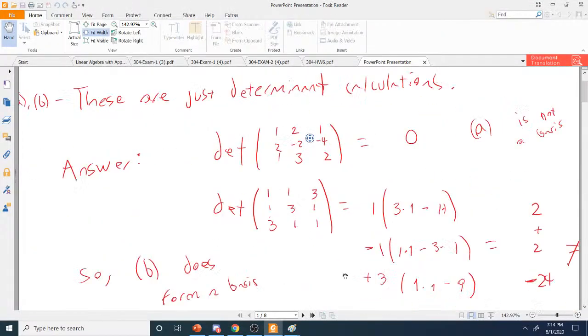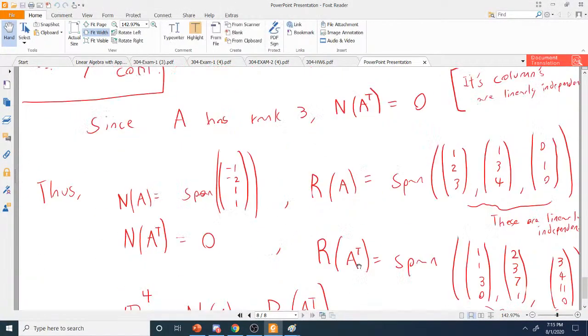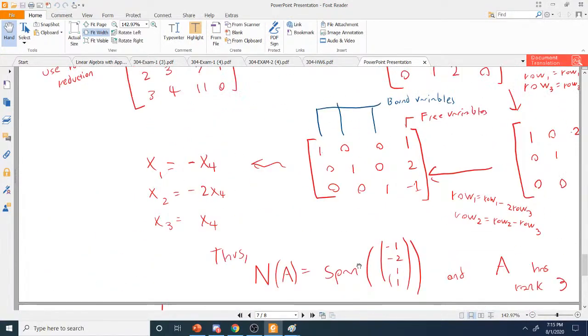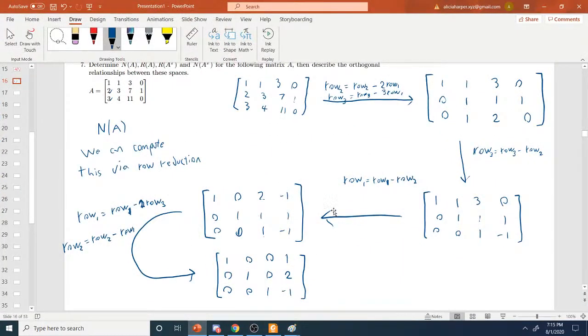Because I know I did it right when I solved it yesterday. So yeah, I did it right. Okay, so that's good. So this right here is the row reduced echelon form of A.